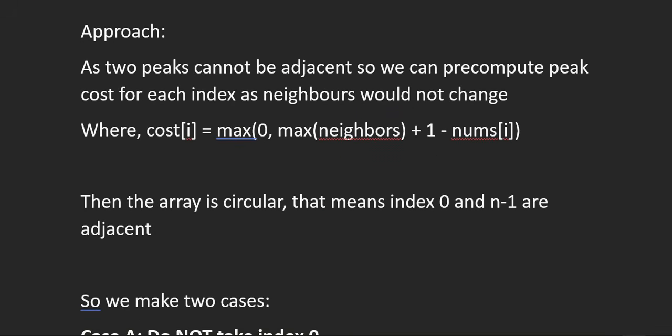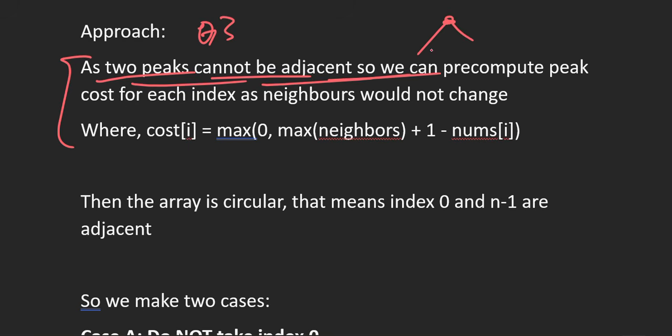Again I am saying, if you haven't watched question number 3, please watch it before watching this video, because question number 4 and question number 3 are almost similar. So as two peaks cannot be adjacent, that we have discussed. If it is a peak then the two neighboring elements should be smaller, so they can't be peaks, right? So what we can do is pre-compute peak costs for each index.